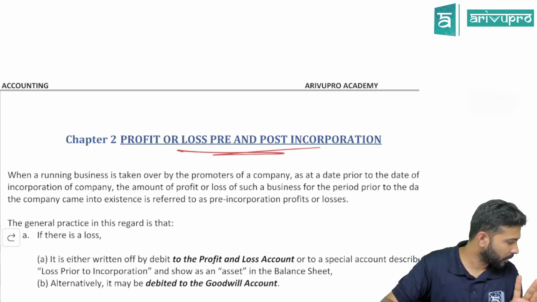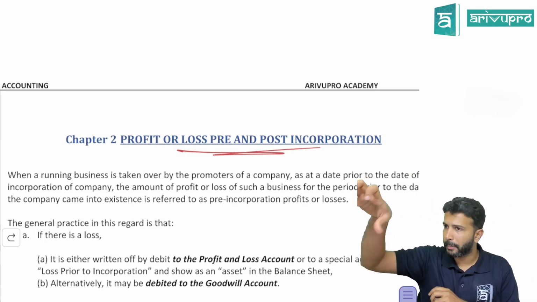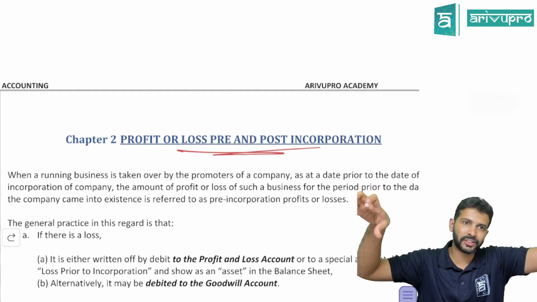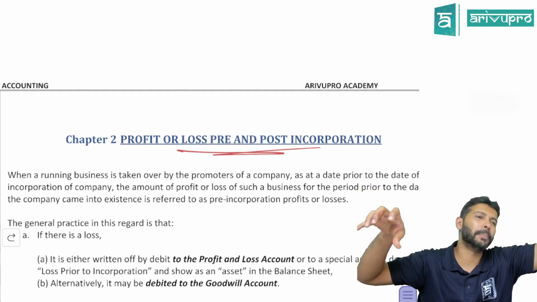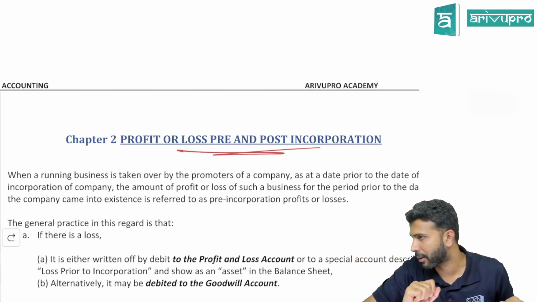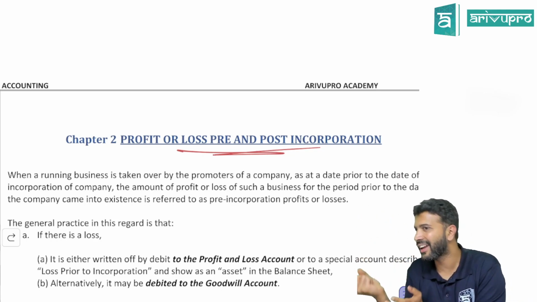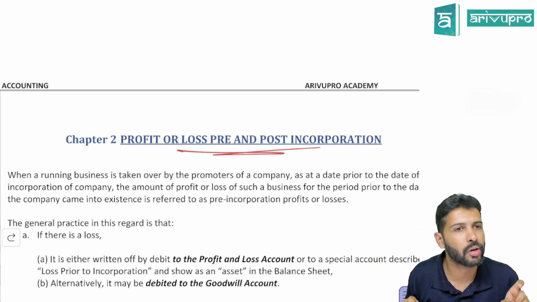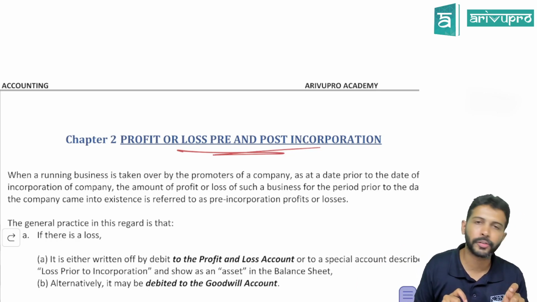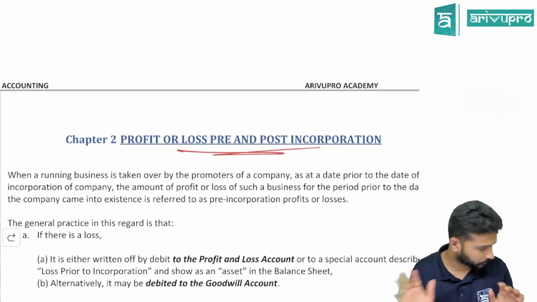So when will the scenario come again, sir? When one business purchases the running business of another company. When one company acquires another company and there is a delay in registration. So this particular scenario of pre-incorporation profit or loss comes into the picture.